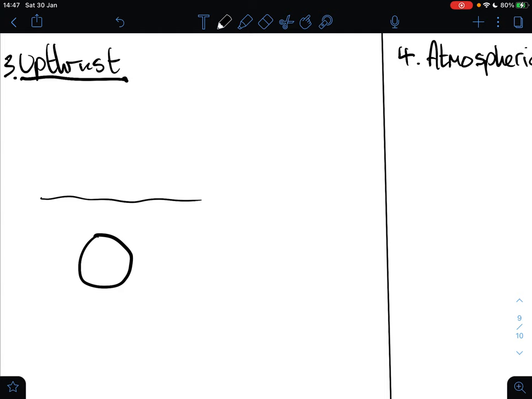We've taken an object, let's take a football, for example, and we've put it in the water. And the question is, will it float? I'm pretty sure if you've ever watched Brainiac, that was one of their features.